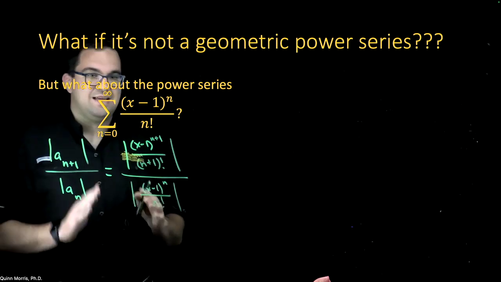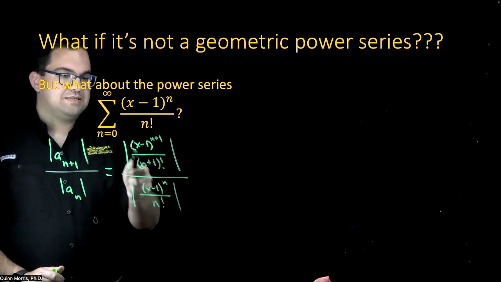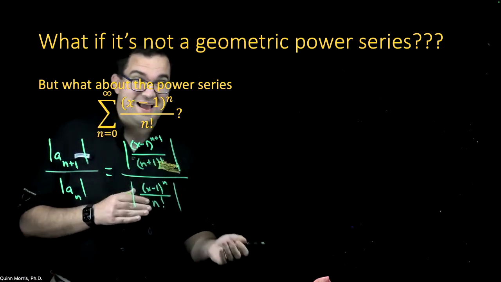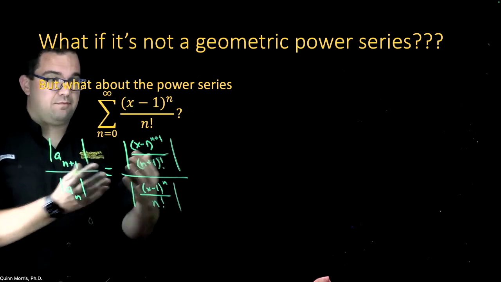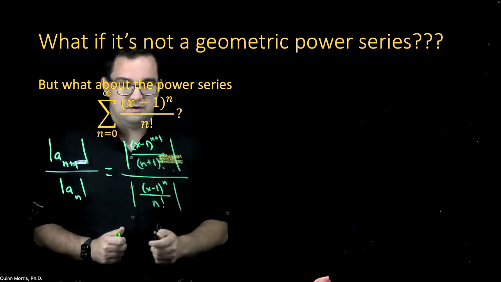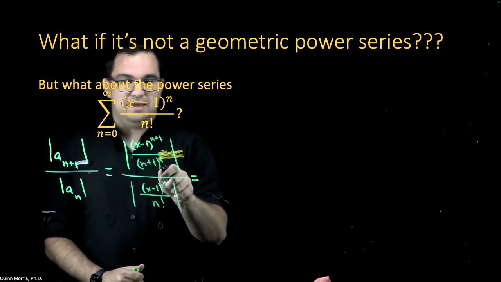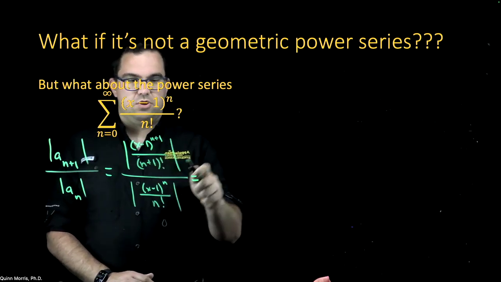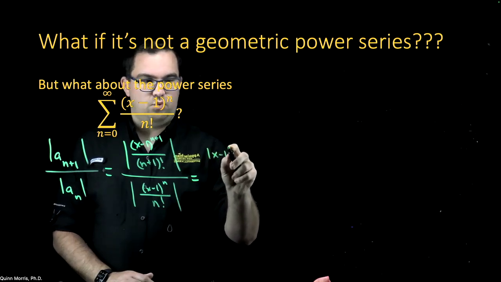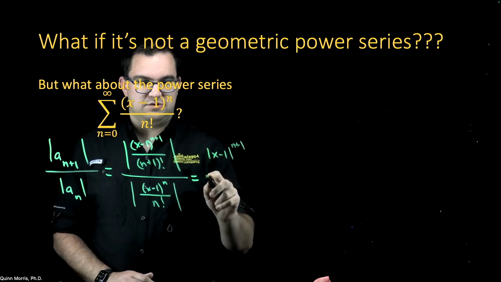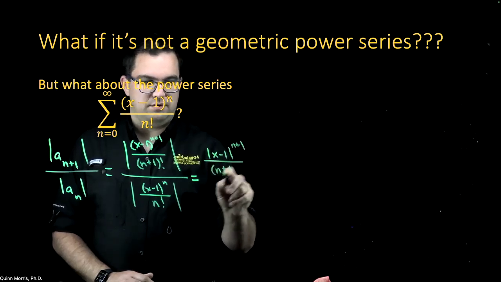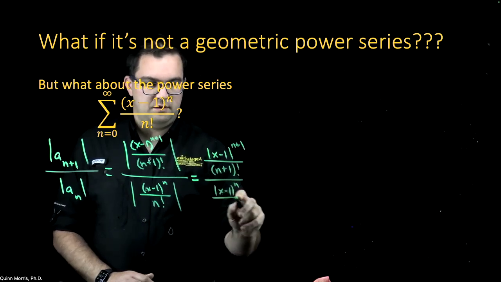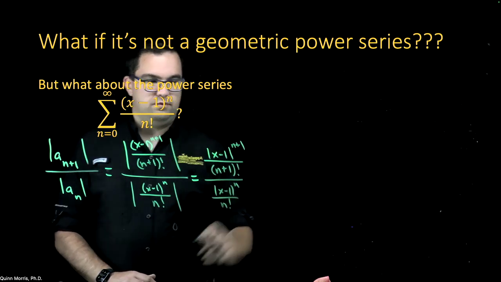Now notice in this case, I can't just drop the absolute values because I don't know about x minus 1. It could be positive if x is bigger than 1, but it could also be negative if x is less than 1. So I actually have to leave some of these absolute values on here, and I have to deal with them a little bit carefully. So the n plus 1 factorial and the n factorial, I know those are positive. And so I could rewrite this as x minus 1 in absolute values to the n plus first power divided by n plus 1 factorial over absolute value of x minus 1 to the n divided by n factorial.